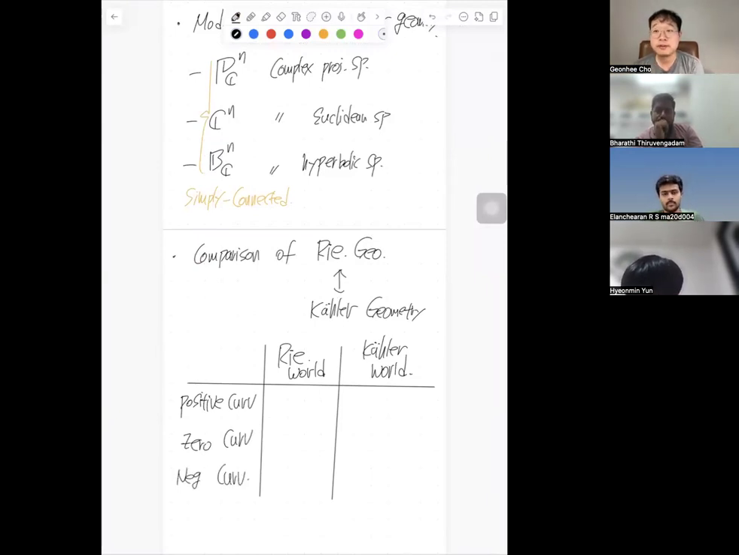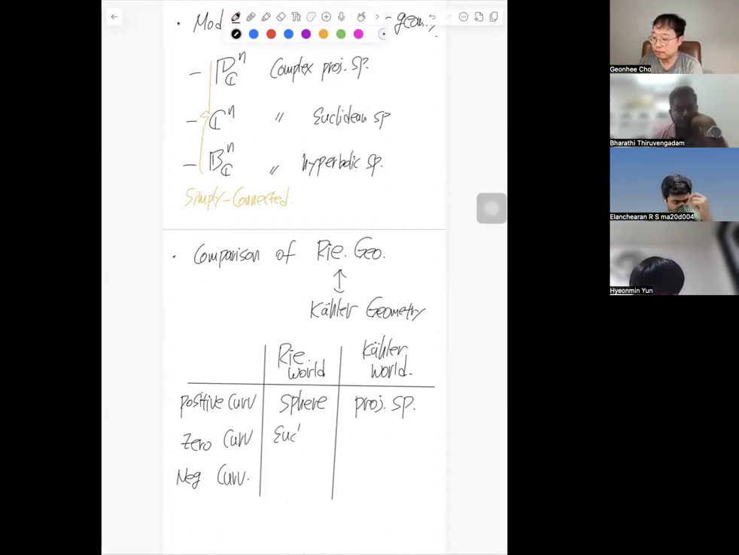So what's the model of positive curvature in Riemannian geometry? It's a sphere. And in the Kähler world, this is projective space. Zero curvature is Euclidean spaces. If you have any questions, let me know. Of course, over the reals in general. And this is still the same, the Euclidean space here. And this is real hyperbolic space, or you can just assume this is a ball in R^n. This is complex hyperbolic space.